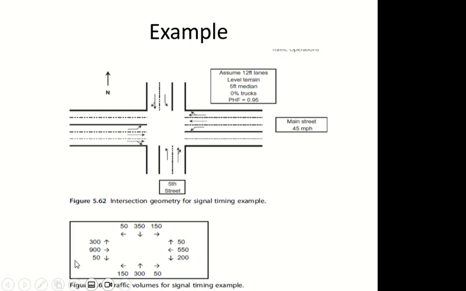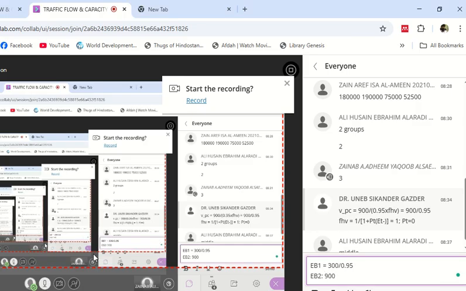Now I have to divide 900. Let's say 55% of the drivers will go in the middle lane. The remaining will be 45%, right? 0.95 is the peak hour factor. So I'm saying 55% of 900 will go in the middle lane. The remaining, the lesser number, will go in the right lane.